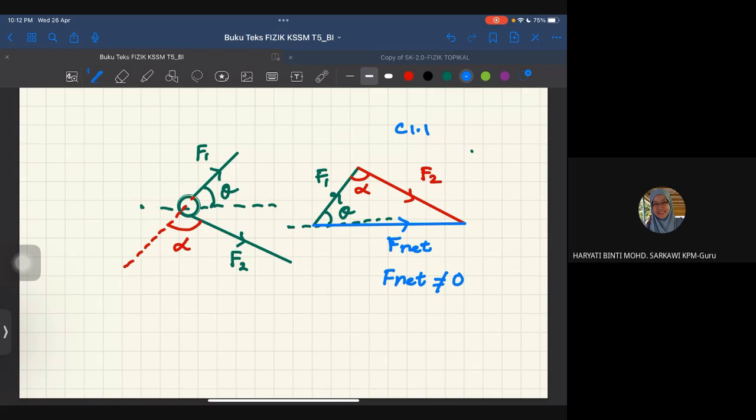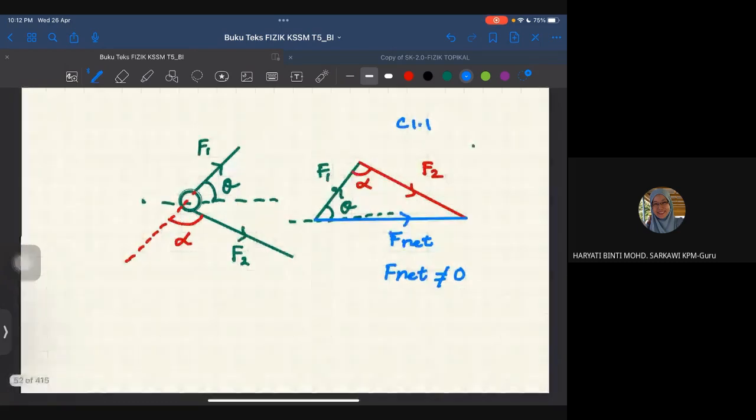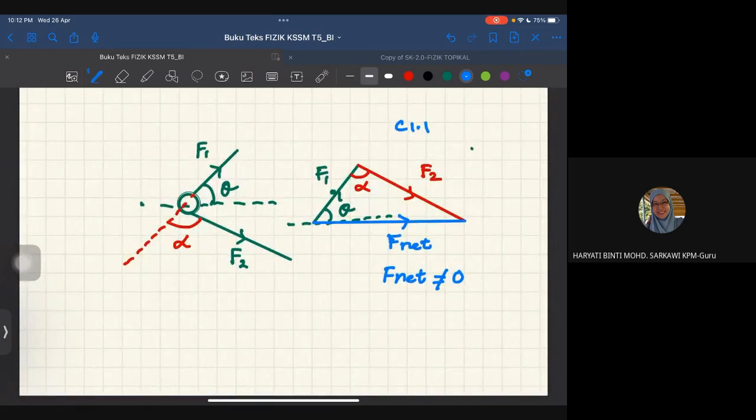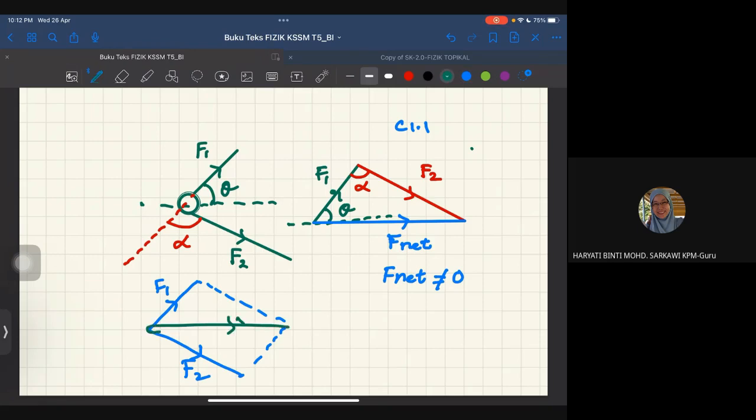And for this case, when F net is not equal to 0, there are two diagrams. One is the triangle, another one is the parallelogram. When we draw the parallelogram, this is your F1, this is your F2, like that. So F net is here. This is F net, the diagonal of the parallelogram. So this one is chapter 1.1, resolution, resultant force.